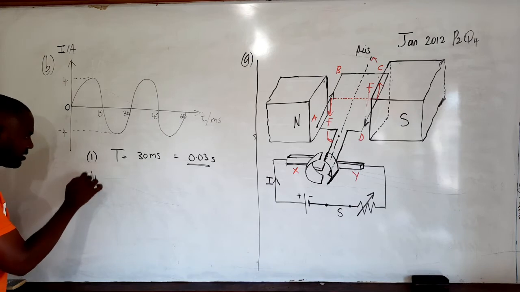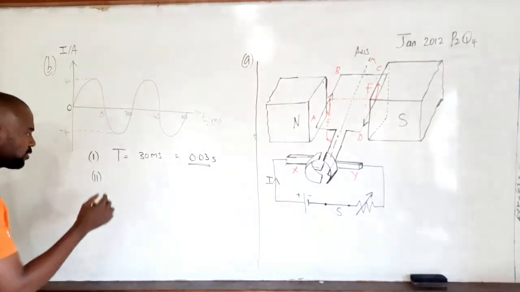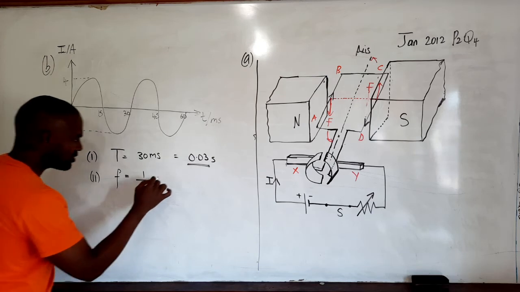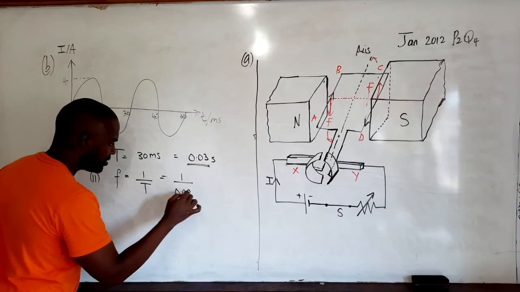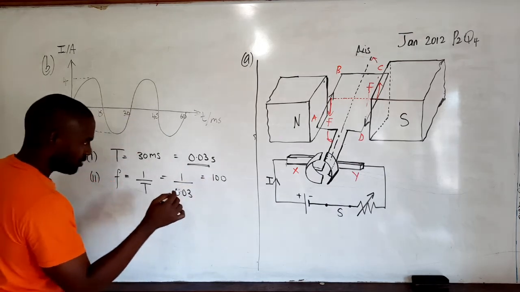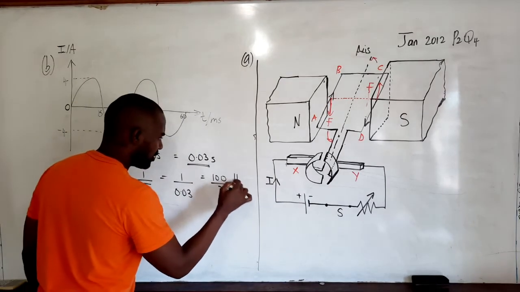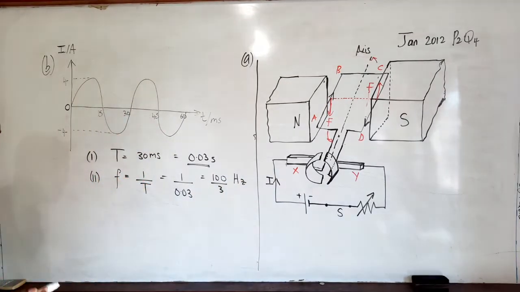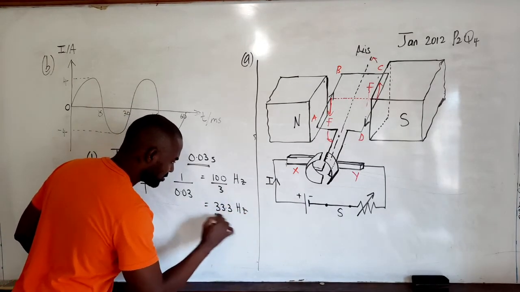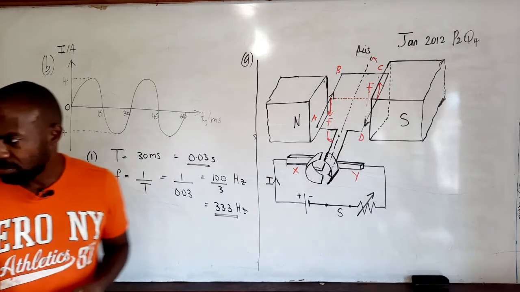The next part of the question asks us to find the frequency. The relationship between frequency and period: frequency F is related to the period T by the equation F equals 1 over T. And so this gives us 1 over 0.03, which of course is the same thing as 100 divided by 3, right? So that's 100 divided by 3 hertz. Of course, if you want to express it as a decimal to 3 significant figures, then this is 33.3 hertz, right? So we managed to find the period as well as the frequency.